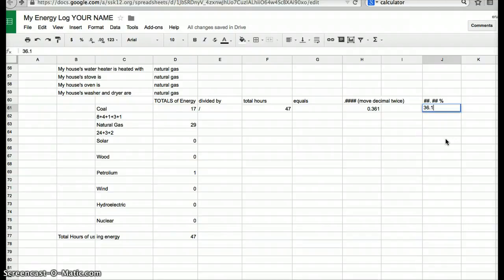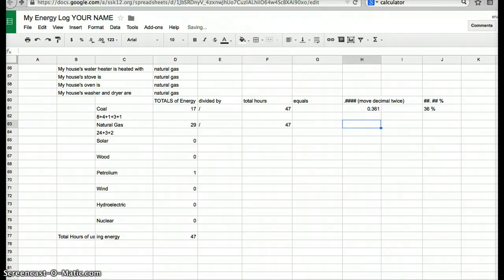But we're going to round it so we don't have any decimals. We're going to round that, and we're going to say 1. 1 doesn't really make it round up. 1 keeps it there. So we're just going to say 36%. We'll do the same thing. So 29 divided by the total number of hours, which still is 47. So we're going to go to our calculator.